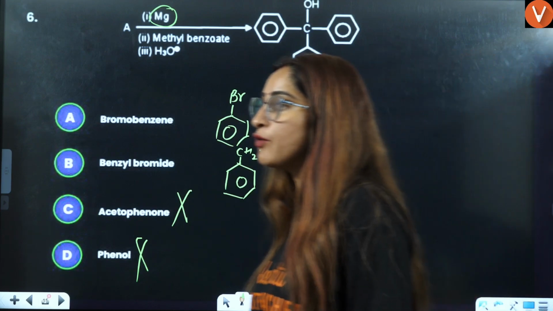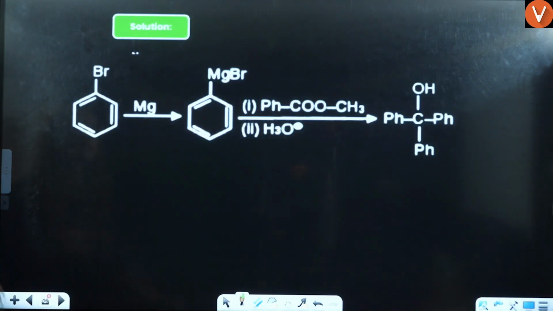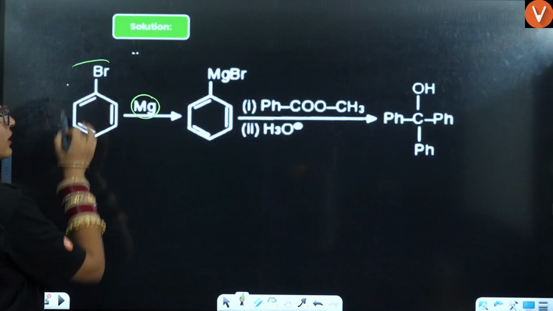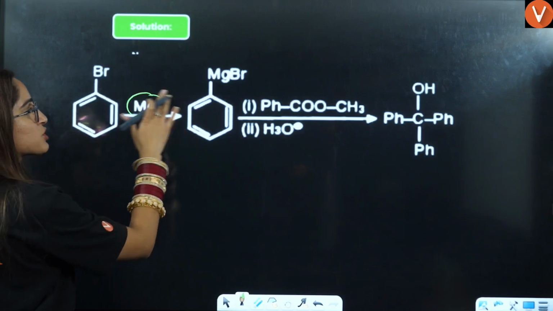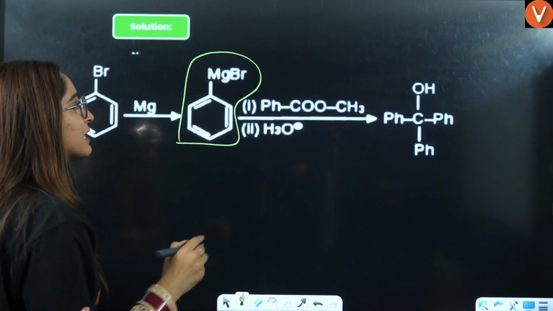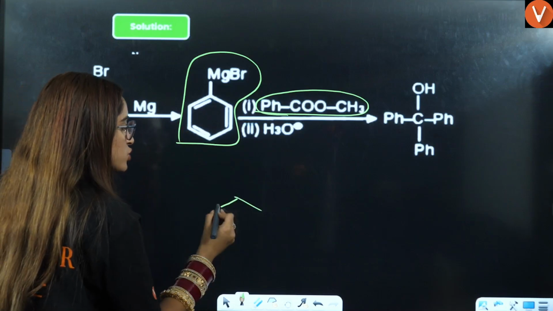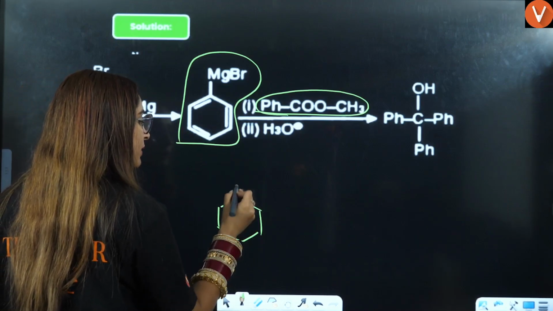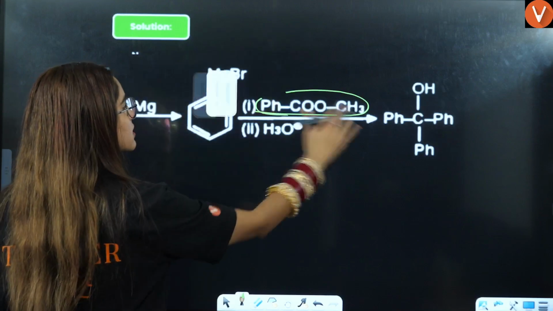How? Firstly, you will have the reaction of bromobenzene with Mg, then you will have the formation of this Grignard reagent. Now, this is your methyl benzoate. What is benzoate? Benzoate means ester, you will have C double bond O. I'll just write it like this.